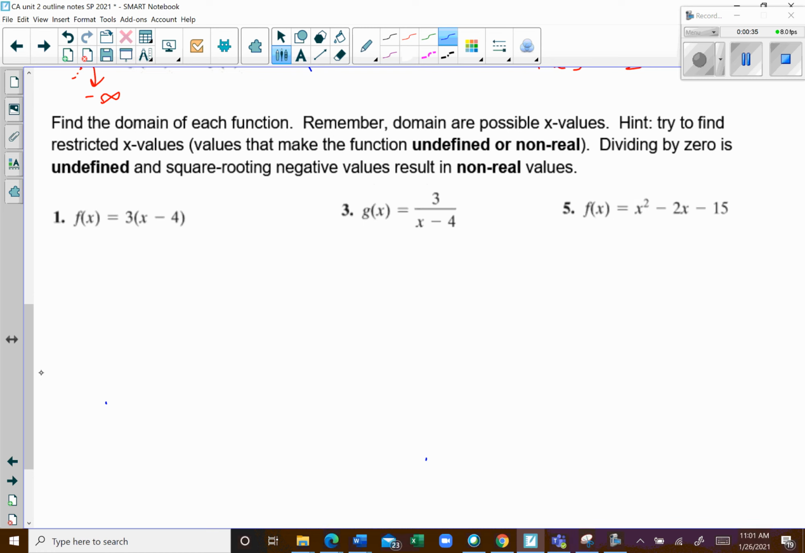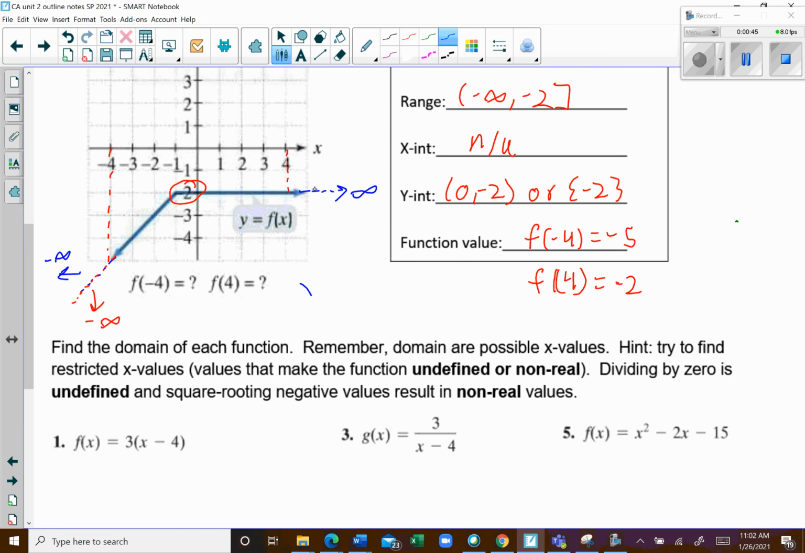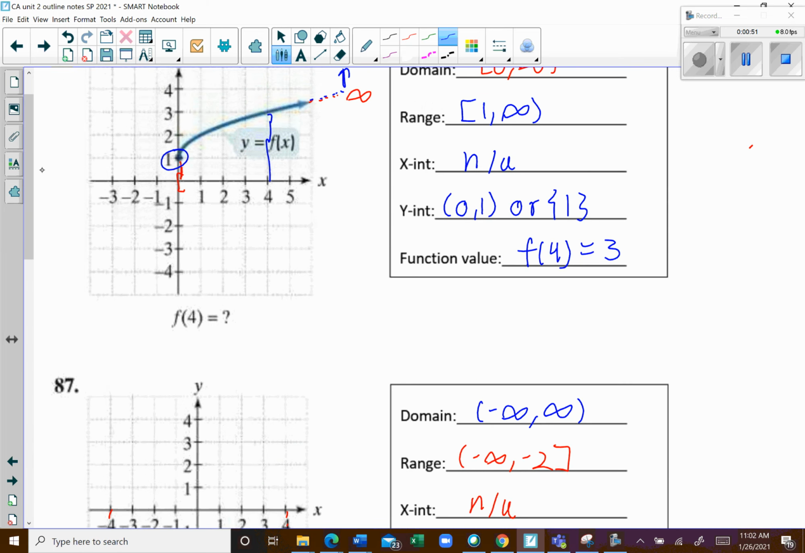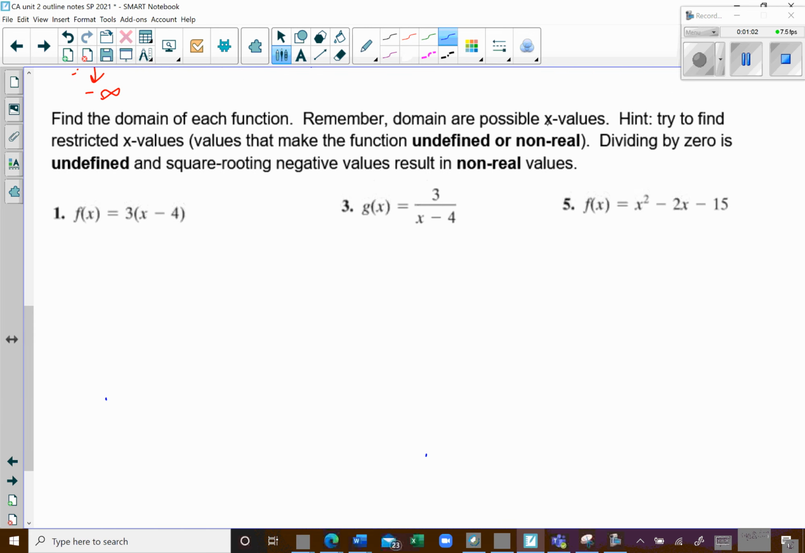So first of all, we want to remember that domain are the possible x values that will be part of your graph. So if you look up here, it was infinite because you could pick any x value, right? But if you look here, we didn't have any negative x values over here, right? We only had positive x values. So remember, domain are the possible x values.